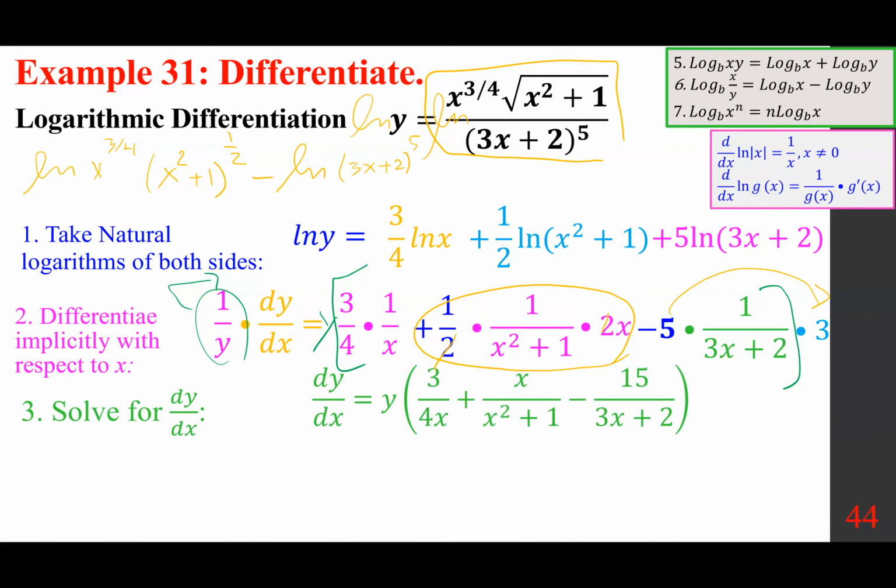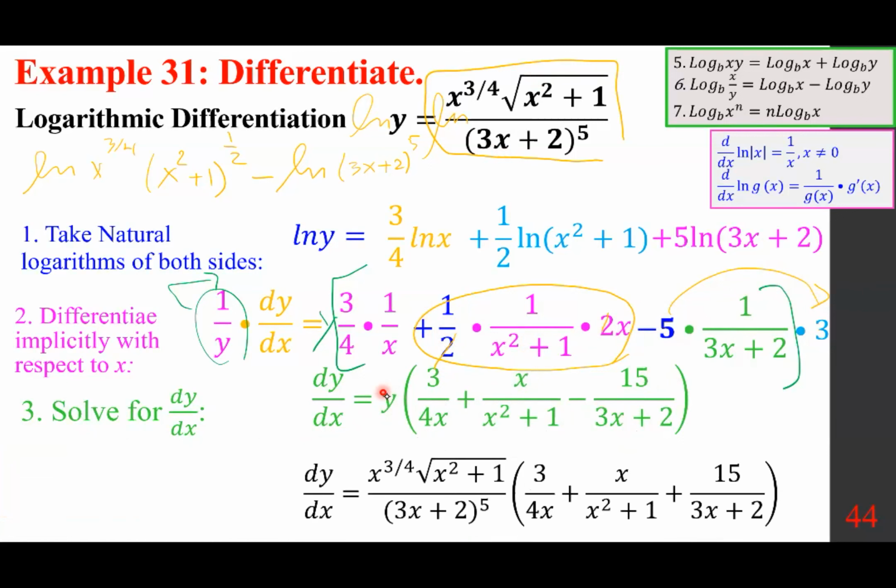So we are solving for dy dx. Y times 3 over 4x, x over x squared plus 1, minus 15 over 3x plus 2. And the y must be replaced with what we had there in the first place.